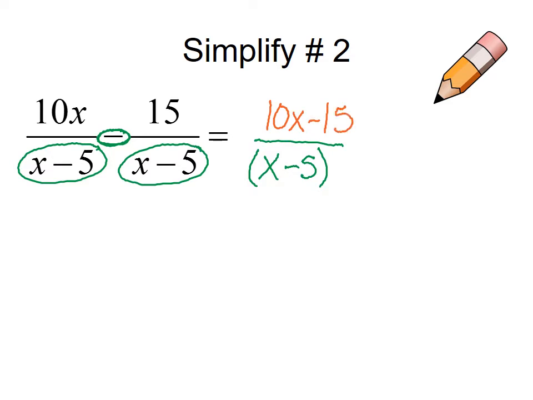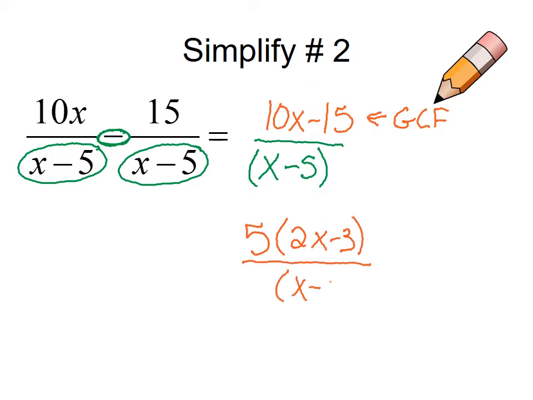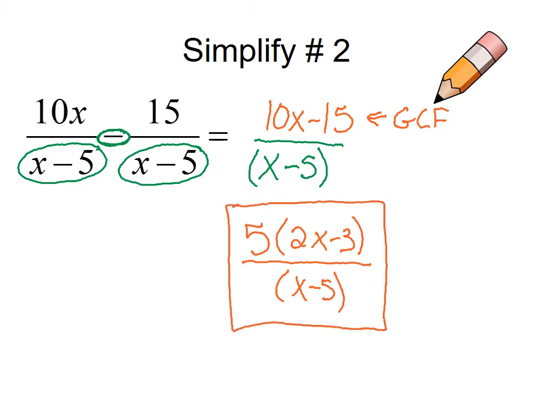Now remember, we have to think about simplifying. If I get something like this that can be simplified, I have to take out a greatest common factor. When I do that, I'm going to take out 5. I'm left with 2x minus 3. On the bottom, I have x minus 5. I can't cancel anything on this one, so this is going to be my final answer. But always look to see if you can factor after we combine our numerators.